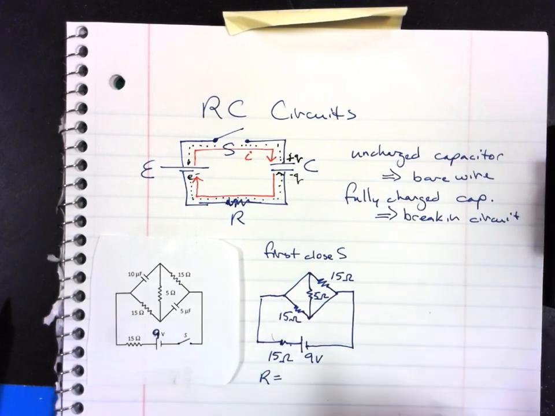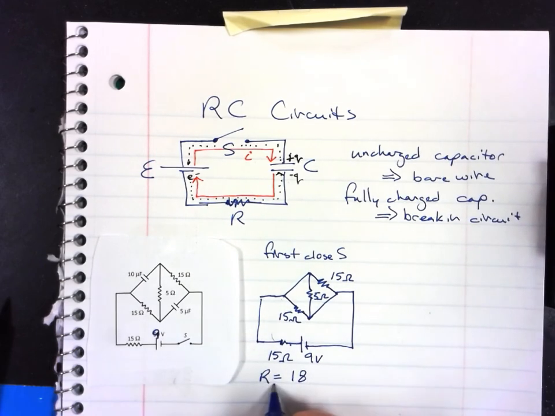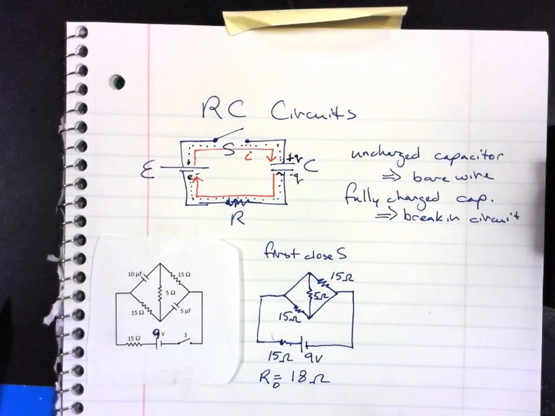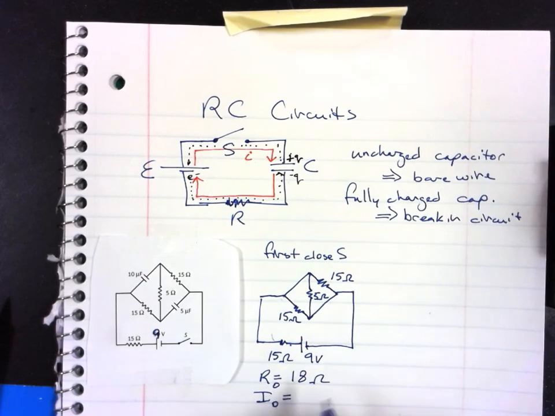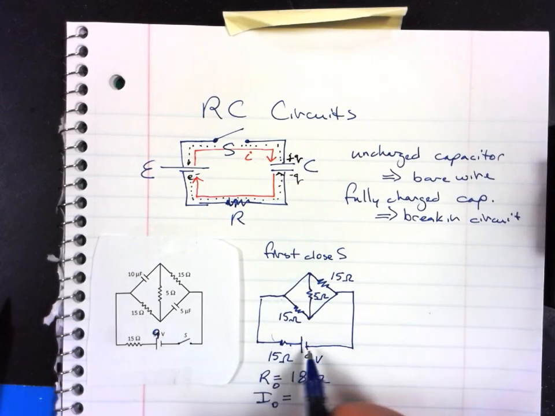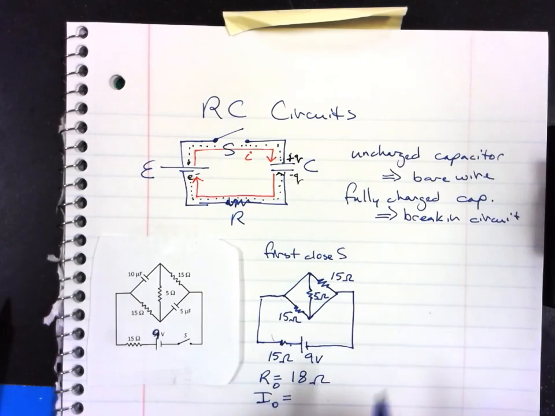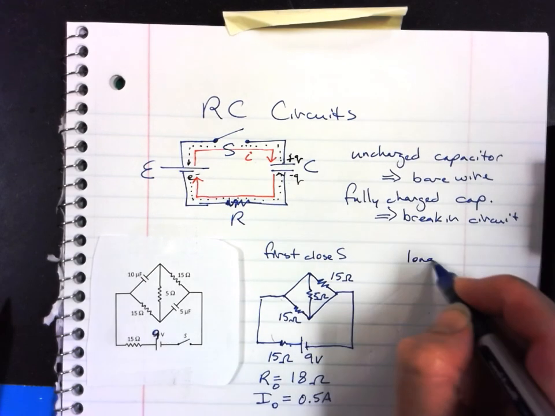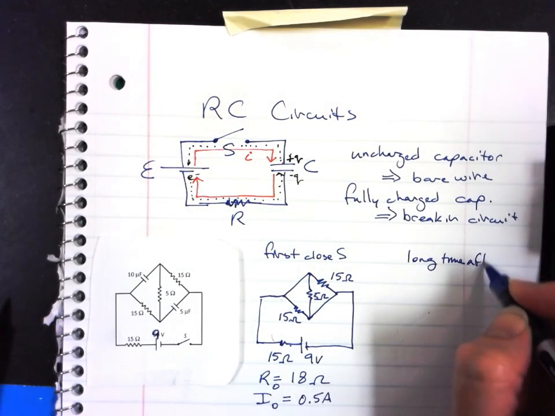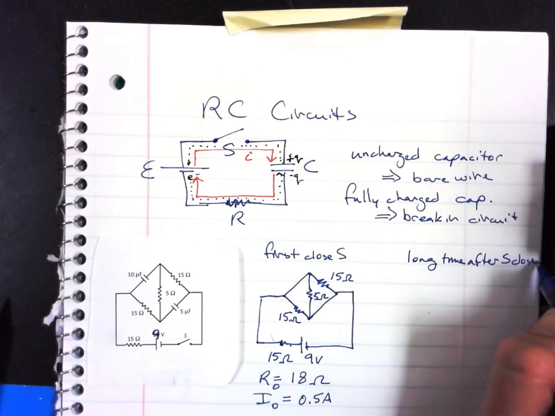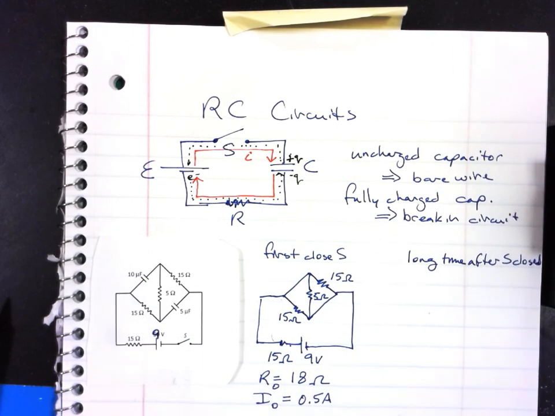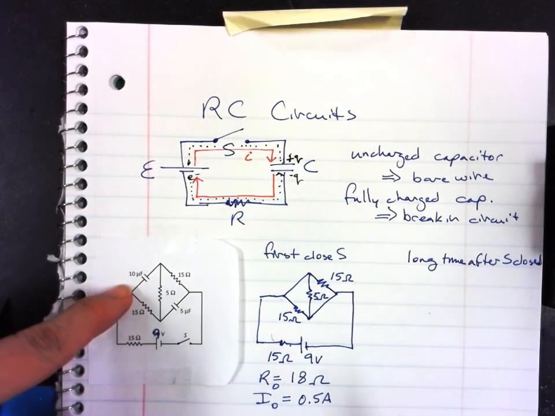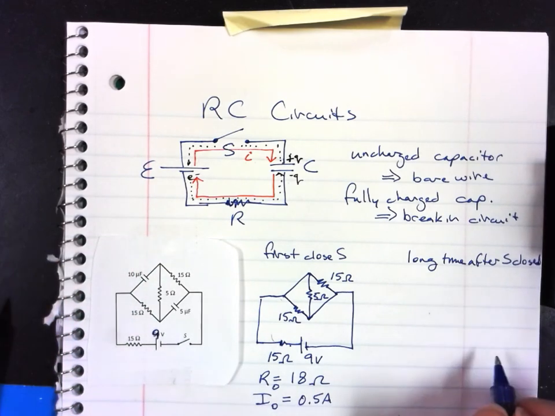That's in series with this 15, so the overall initial resistance is 18 ohms. So the initial current through the circuit, from the battery, is 9 volts divided by 18 ohms, or half an amp. And then, a long time after S is closed. Well, now the capacitors are fully charged. When capacitors are fully charged, they act like breaks in the circuit.